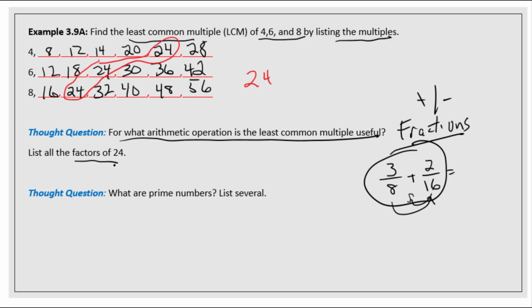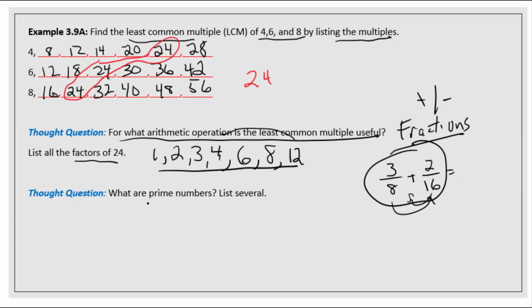List all the factors of 24. Well, I'm going to have 1 is a factor of all numbers, 2 is a factor, 3 is a factor. 4 is a factor because 4 times 6 is 24. 5 is not a factor. 6 is a factor because 6 times 4 is 24. 7 is not, but 8 is. 9 is not. 10 is not. 11 is not. And finally 12, because 12 times 2 is 24. So they're all the factors of 24.